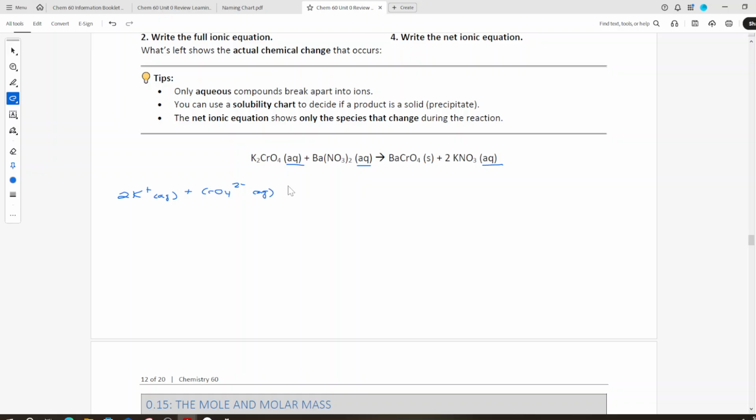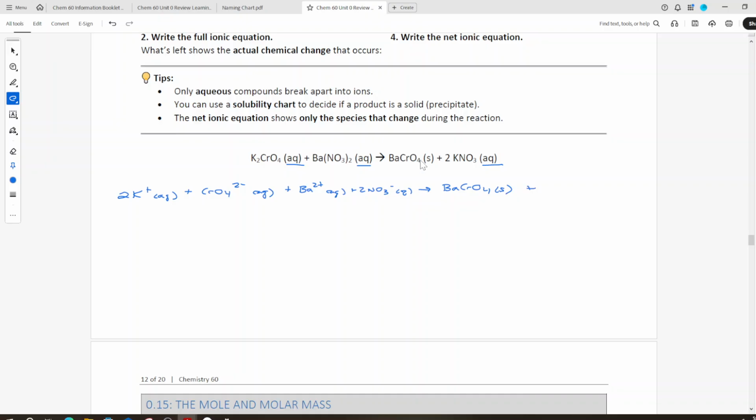Okay, and then I'm going to have barium. Again, same reason, it's going to be a 2 plus. And then I have 2 nitrates, which charge is -1. And then the solid doesn't get broken up into ions. It is precipitated out of the reaction as a solid.